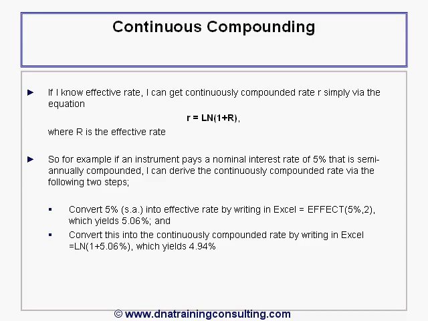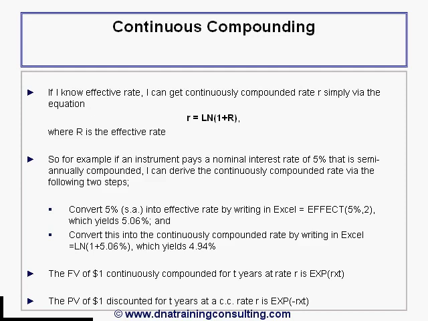You need also to recall or to learn that the future value of $1 continuously compounded for t years at rate r is exp r times t, sometimes said orally as e to the power rt, and conversely, the present value of $1 discounted for t years at a continuously compounded rate r is exp minus r times t.